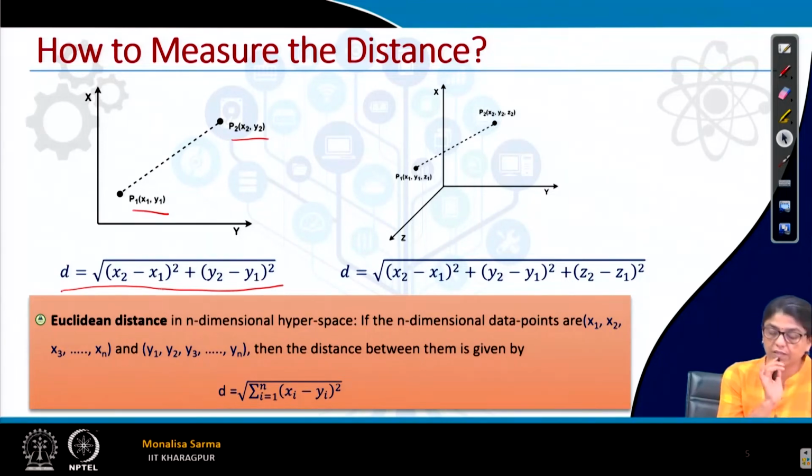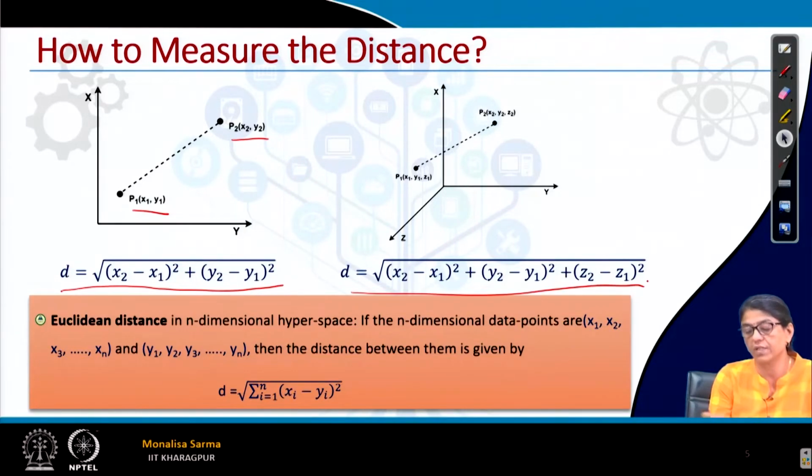Now suppose my object has a set of 3 attributes, then we have to consider 3 dimensions. This is how we find the distance: the square root of x2 minus x1 whole square plus y2 minus y1 whole square plus z2 minus z1 whole square.